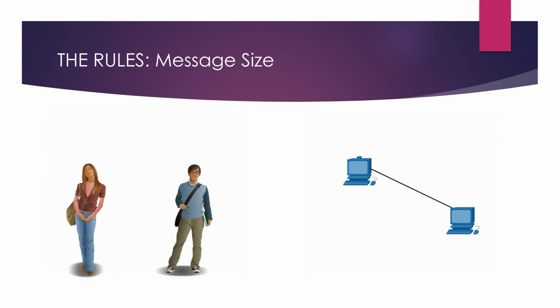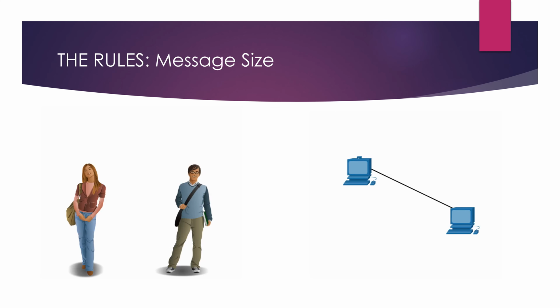Another rule of communication is message sizing. Message sizing means how much you need to send to the destination for the destination to be able to understand the message that you are trying to send. And we will still use the analogy between human communication and network communication. In human communication, we will use face-to-face communication, and we will explain the message size there.